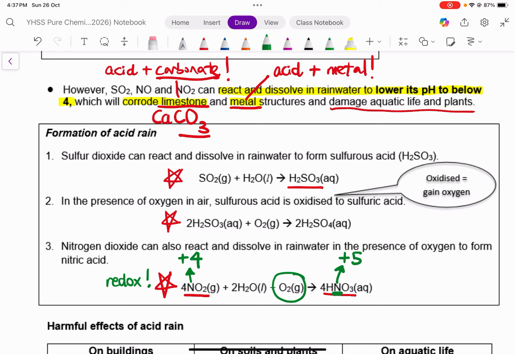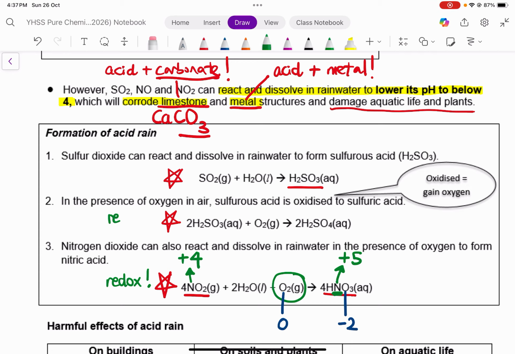Then what's reduced? The oxygen at the start is O2, it's an element. If it's an element, the oxidation state is 0 by definition. At the end, however, the oxygen is -2, just like in most compounds of oxygen. So O2 is reduced, as the oxidation state of oxygen decreases from 0 in O2 to -2 in HNO3. So you can see this is redox, the third reaction here.